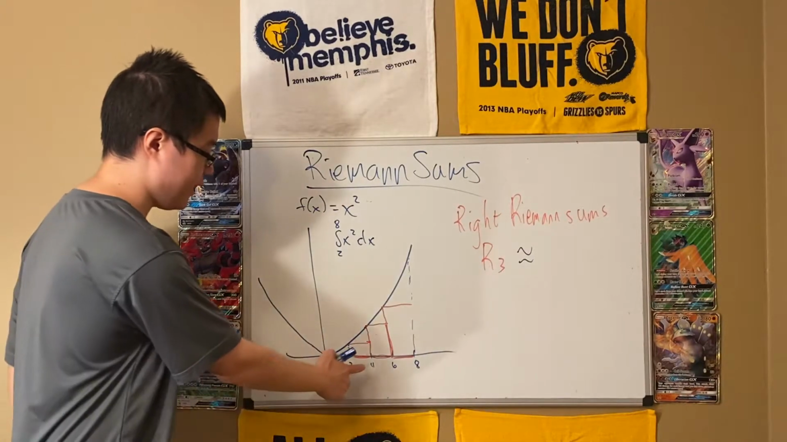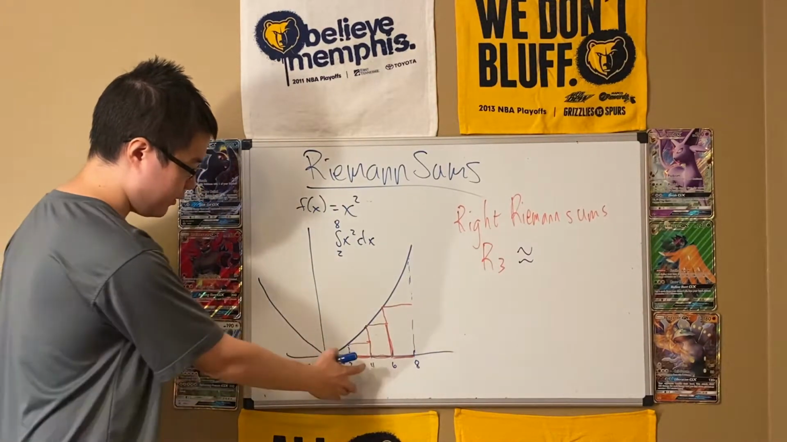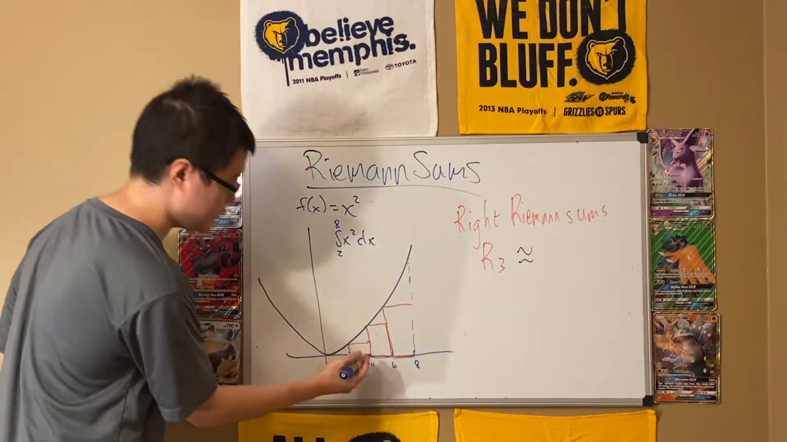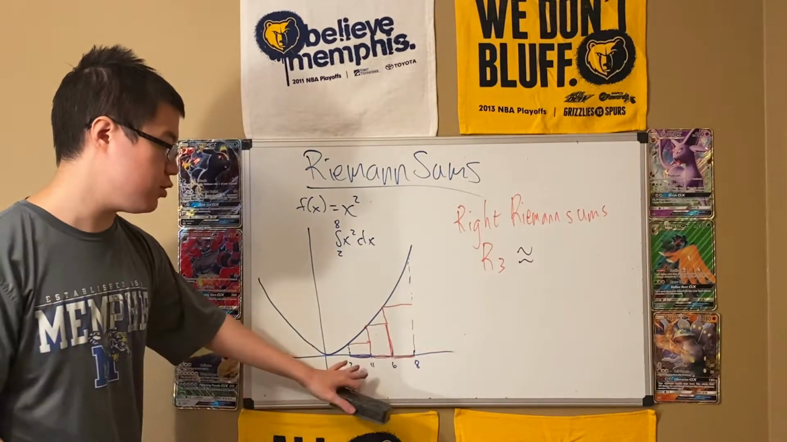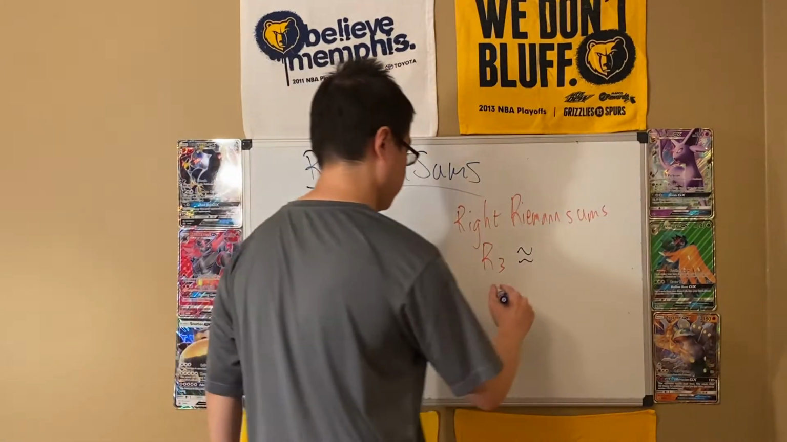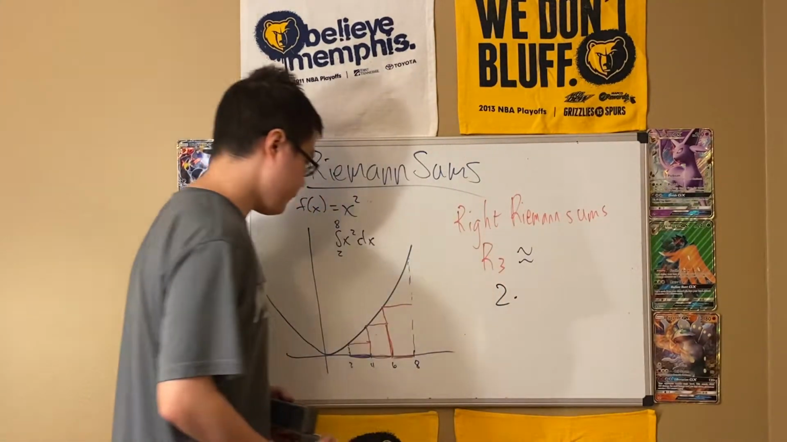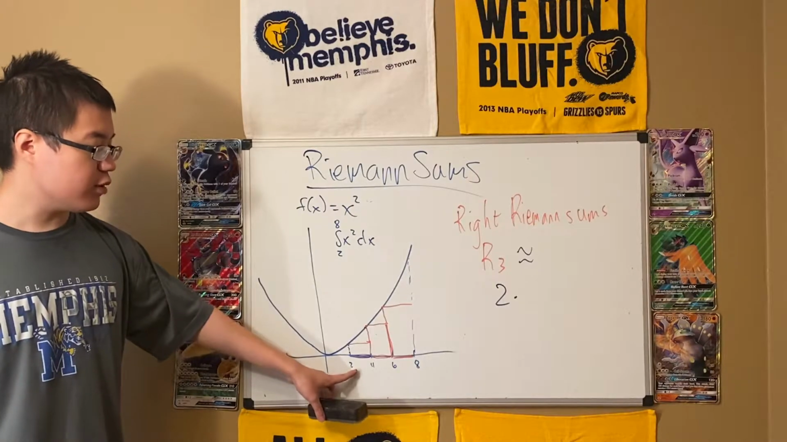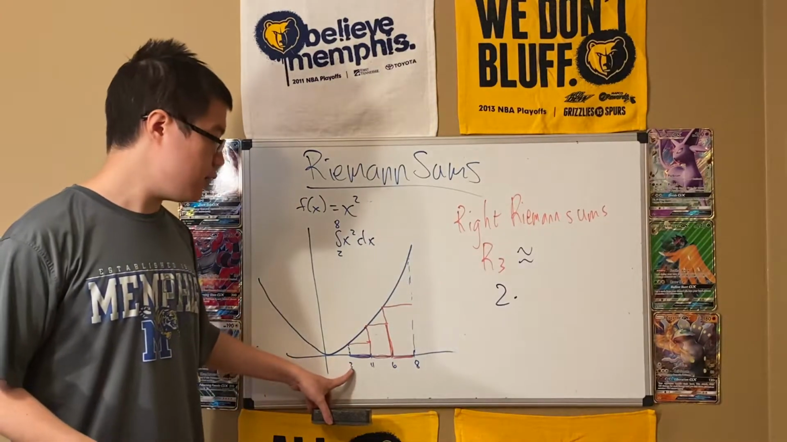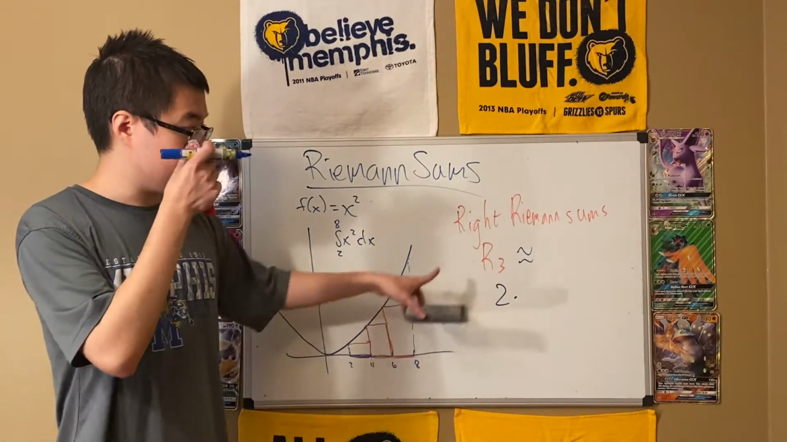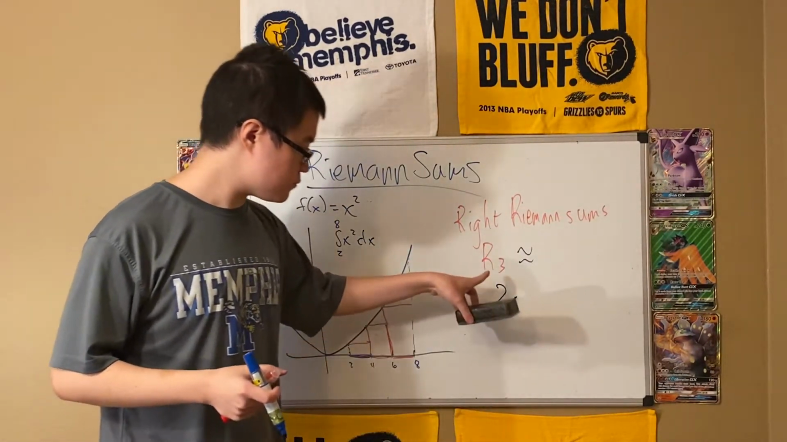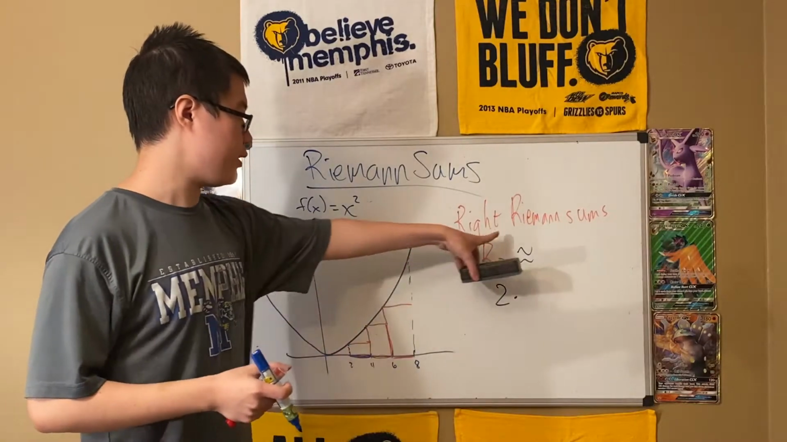So in this case, we do have 3 rectangles. The first one still has base 4, so I'm going to mark this out. This is still going to have base, not 4, base 2, 4 minus 2. So it's going to be 2 times something. Then, instead of plugging in the left endpoint of the interval of the base, we're going to plug in the right endpoint of the base. We are going to be plugging in 4 because we're doing a right Riemann sum.